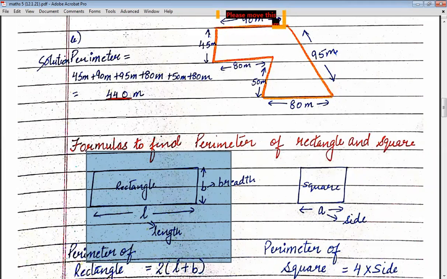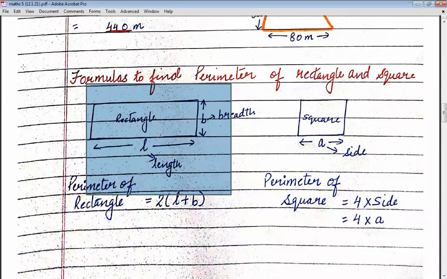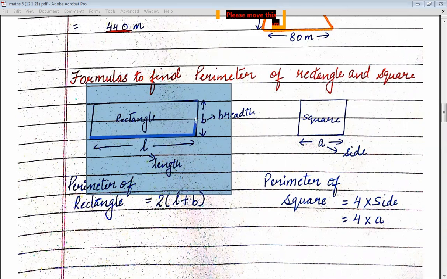If the other one, if the breadth is suppose 2, then this side, opposite side will also be 2. So in a simple language, you can just add all the sides and you will get the answer. But now we have a formula to find the perimeter of a rectangle. Now children, let us look at the formula of perimeter of rectangle. Now this is called length of the rectangle and this is called breadth of the rectangle. Okay, this is your length and this is your breadth.